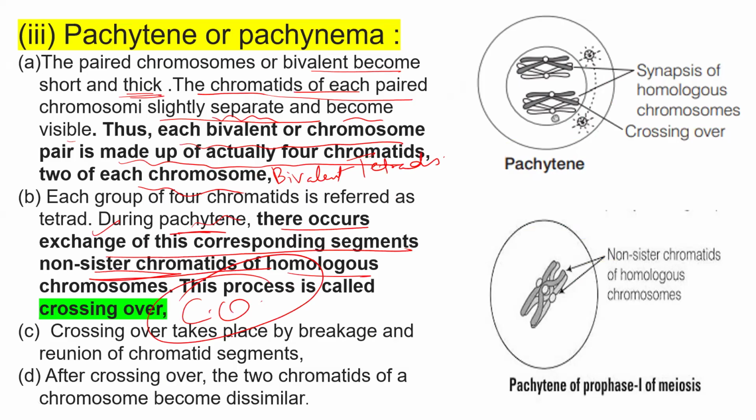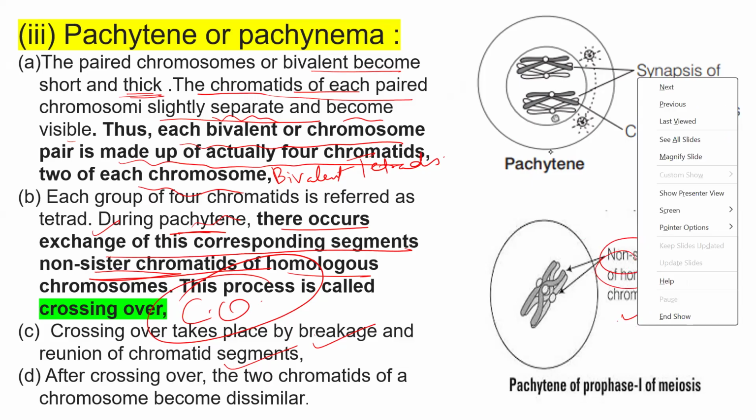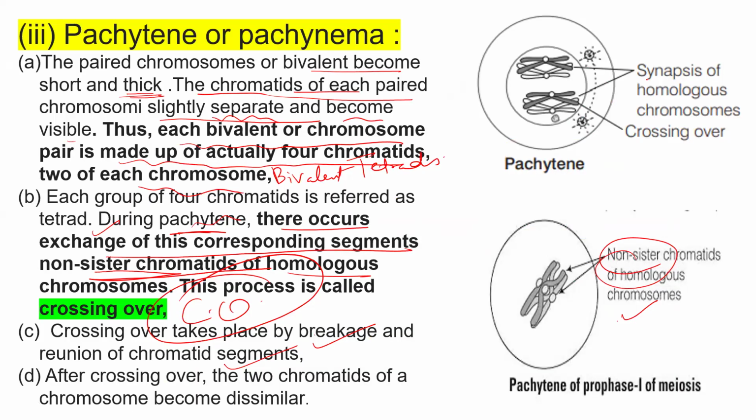Exchange of genetic material takes place. Crossing over takes place by breakage and reunion of chromatid segments. So between non-sister chromatids of homologous chromosomes, one from mother and one from father, crossing over takes place. After crossing over, the 2 chromatids of a chromosome become dissimilar.